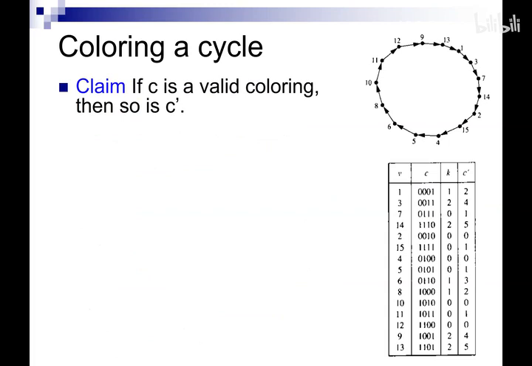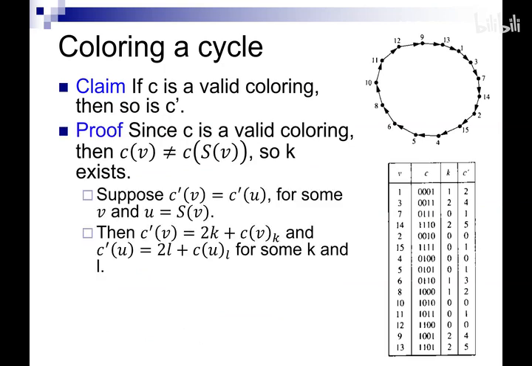Now we have the following claim. First of all, if C is a valid coloring, so if we start the round with a valid coloring, then the claim is that this new coloring, C prime, is also valid. The reason this is true is because C is a valid coloring, so this node V and its successor have different colors. Therefore there must be some digit where their colors actually differ, so this k value actually does exist.